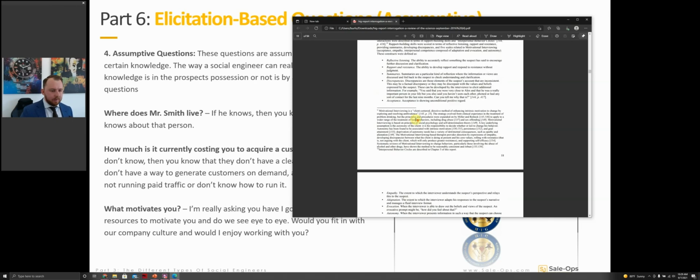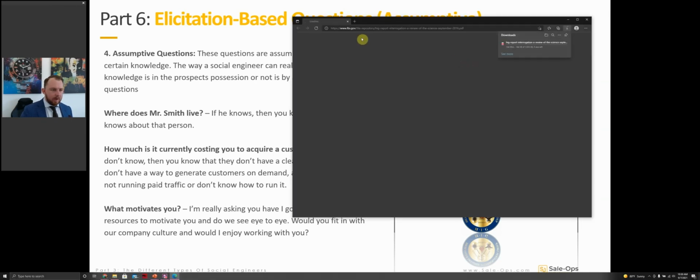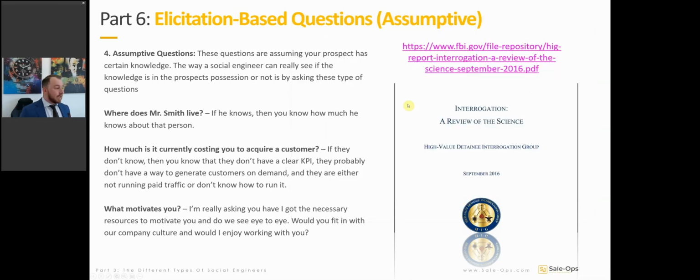Check out this document. This is directly from the FBI's website. Here's the link. You pull that bad boy up, fbi.gov. Check it out. Definitely want to see that. So that's the power of these questions. FBI uses them. They're training all their agents on them. If you want to become a master elicitator, you must master questions.